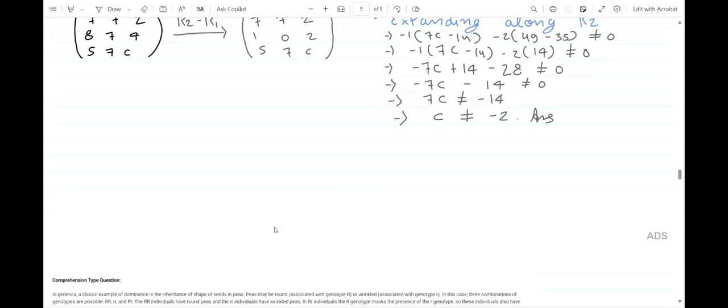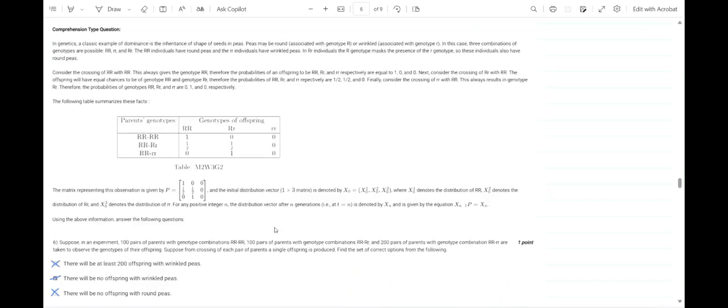Now let us move to the sixth question, which is a comprehensive question. It says that peas are of 2 types: round, represented as capital R, and wrinkled, represented as small r. In this case, 3 genotypes are possible. Capital R capital R has round shape. Capital R small r will also have round shape. Small r small r will have wrinkled shape. And the probability of offspring to be RR, Rr, or rr is given in the table.